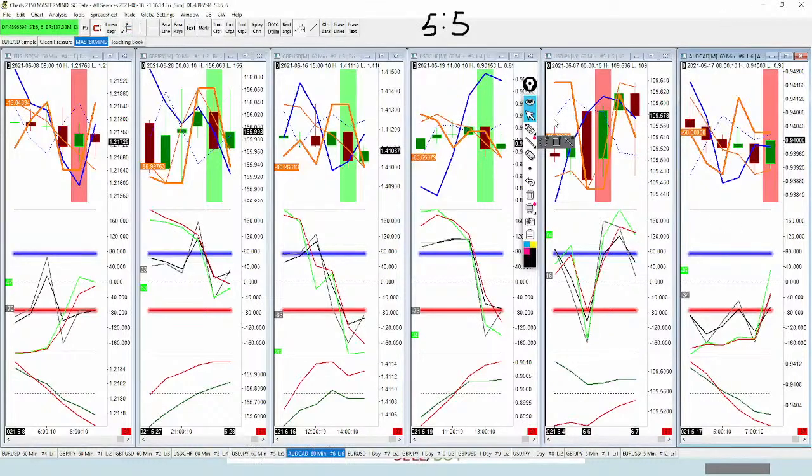All right, last example right here. Again, we've got a flat, thick orange line, value of 50, green candle, so we'd be looking to short or sell, okay?